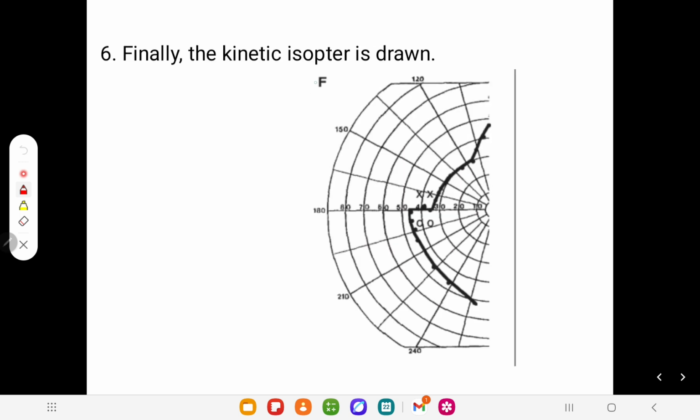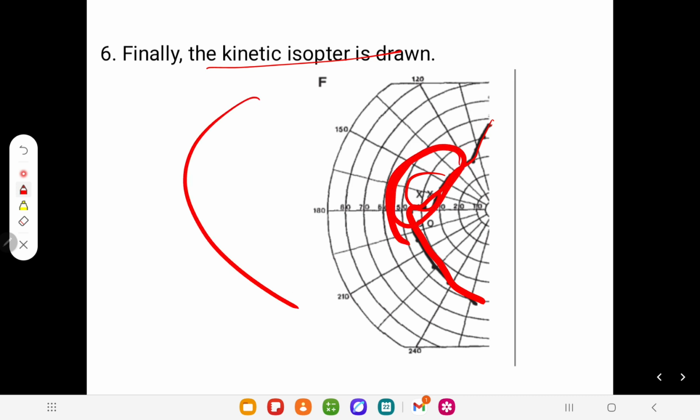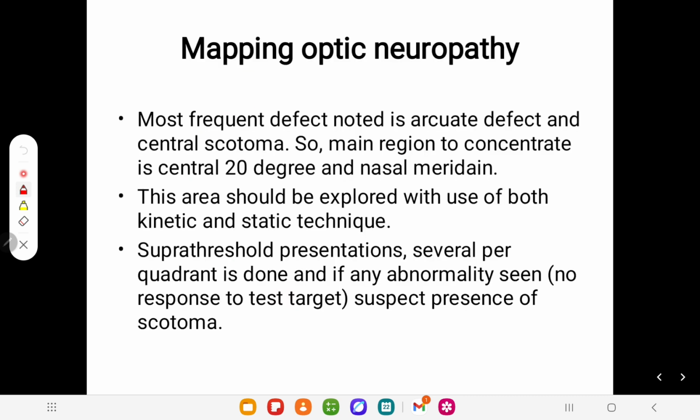Finally, kinetic isopters are drawn. Basically, here's the defect. So this is the kinetic isopter. If isopters are not perfectly round, then we always suspect those areas of a defect, isn't it? So mapping out in neuropathic cases is very crucial.